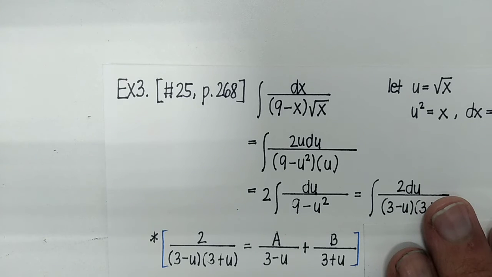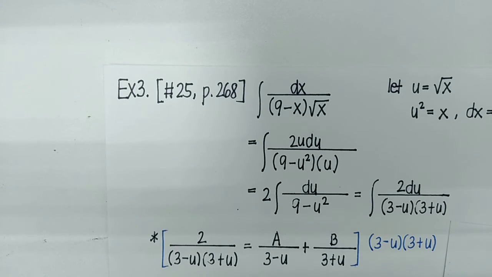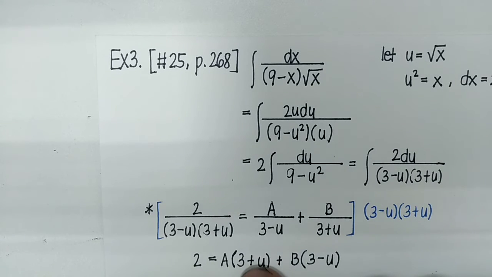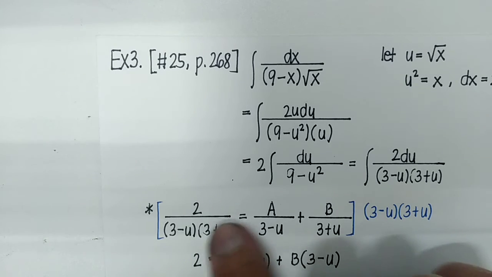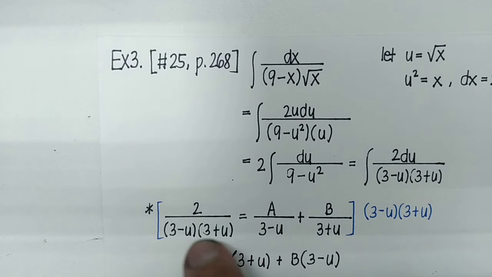And we now try to multiply both sides of this expression by the denominator 3 minus u times 3 plus u. So by doing that, 3 minus u and 3 minus u over here cancel out to give you a times 3 plus u. Similarly, 3 plus u over here cancels out the 3 plus u to leave you with b times 3 minus u. On the left side, there is no denominator whatsoever, since we've multiplied everything in here by our denominator 3 minus u times 3 plus u.